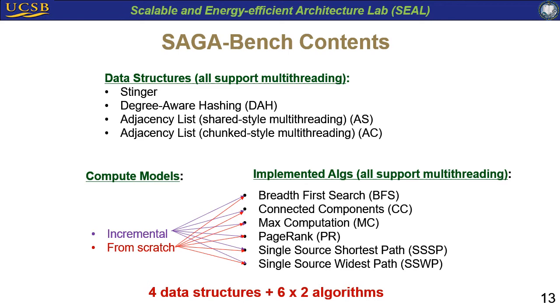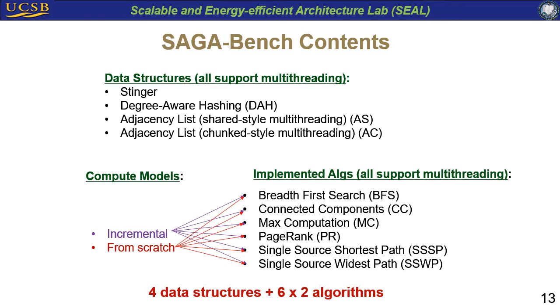Currently, the benchmark supports 4 multi-threaded data structures: Stinger, degree-aware hashing, and 2 different implementations of adjacency list. The first one is a shared style multi-threading adjacency list, and the second one is a chunk style multi-threading implementation. The benchmark also contains 2 different compute models, the incremental computation model and the recomputation from scratch model.